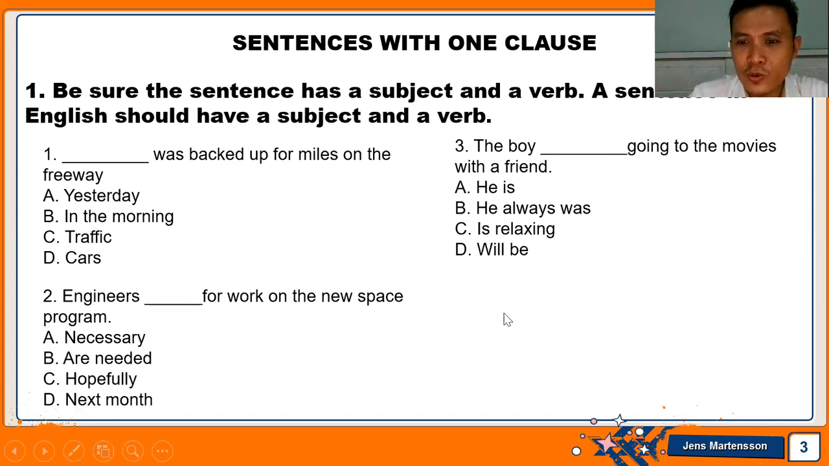Future continuous. The tense is future continuous tense. Okay, so I hope you understand. Make sure that every sentence has a subject. It must have a subject and a verb.